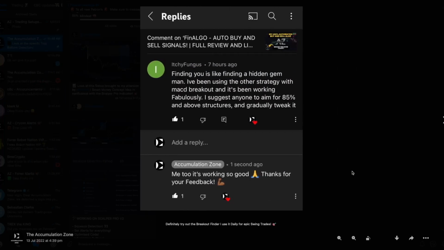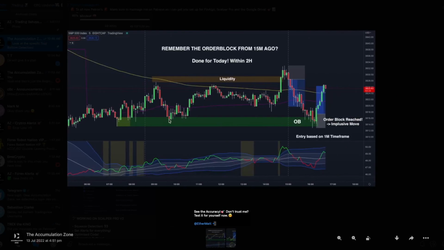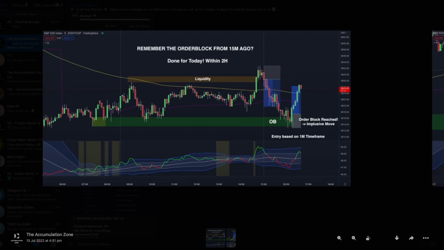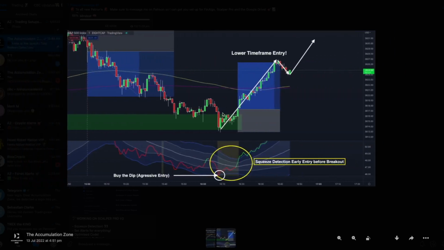Alright, let's move over to this little image here I posted, because right here on this candle I entered based on the 1 minute time frame because we reached the order block and what was followed straight after an impulsive move for an easy 2-to-1 risk to reward trade. But now you're wondering, there are no signals here on the 5 minute time frame on the S&P 500 index. You're right, because I entered on the 1 minute time frame. And what did we see on the 1 minute time frame?